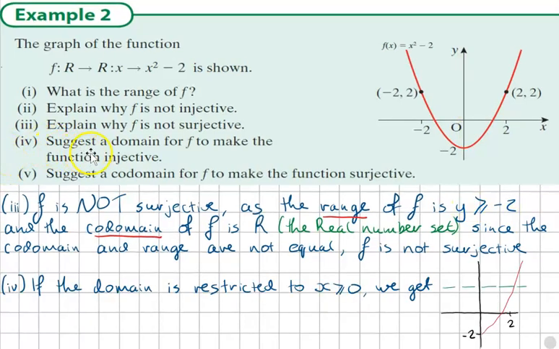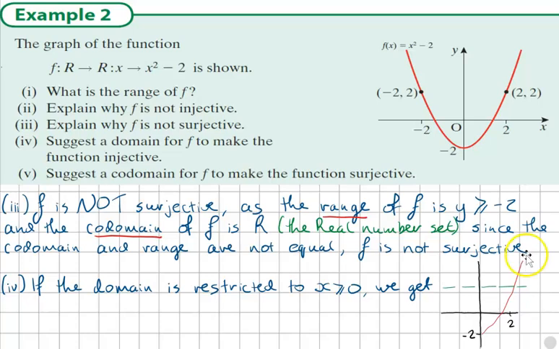Part 4, suggest a domain for f, the function, to make the function injective. So if the domain is restricted to x values greater or equal to 0, then we get this diagram. So this is our x-axis and this is our y-axis, very roughly drawn. And we can see -2 is the lowest point of our graph and goes up presumably to infinity.